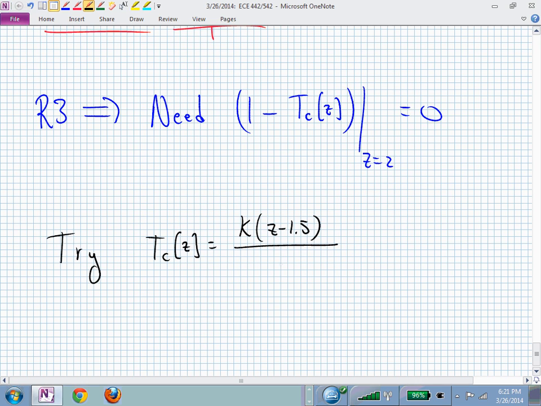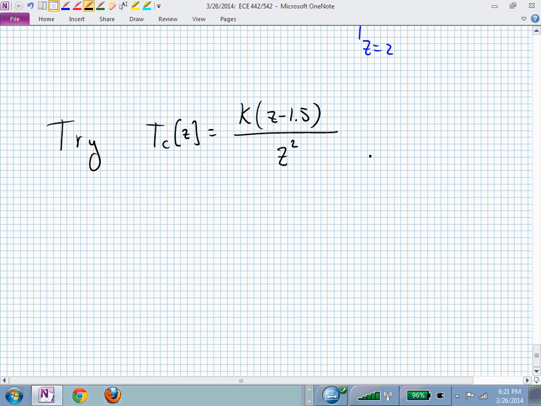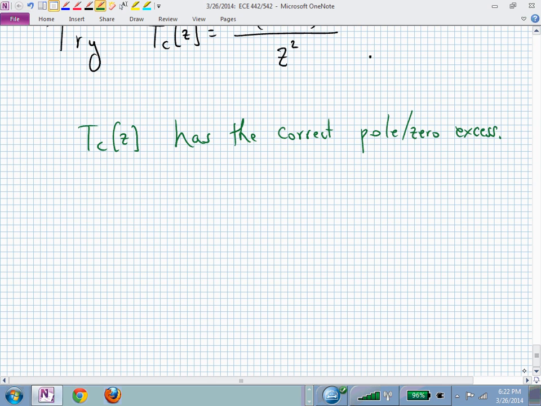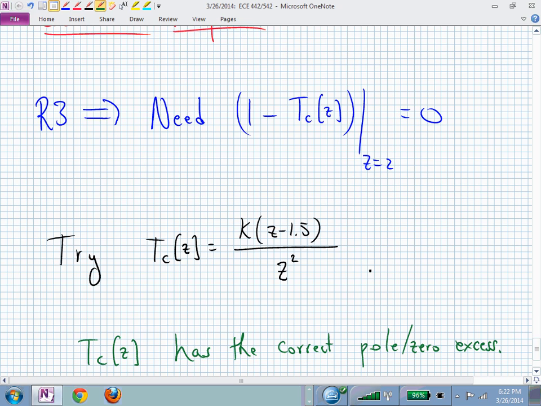So this can be z squared. Let's just try this and see if it works. We know that this choice for t sub c of z has the correct pole zero excess. And now we have a structure for t sub c of z that we can substitute into this expression to try to satisfy R3.